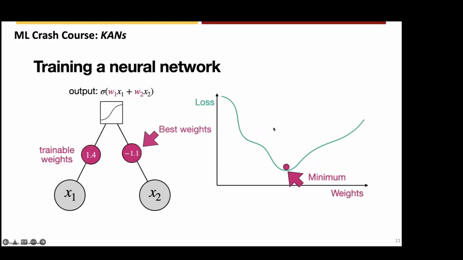So again, what happens when we train a neural network? In this very simple neural network, you have 2 inputs. You have, again, trainable weights, and you have a sigmoid output function or activation function. The neural network essentially finds, depending on what your loss metric is, there's some loss landscape. The neural network finds the best weights that correspond to the lowest loss. That's how it is trained.